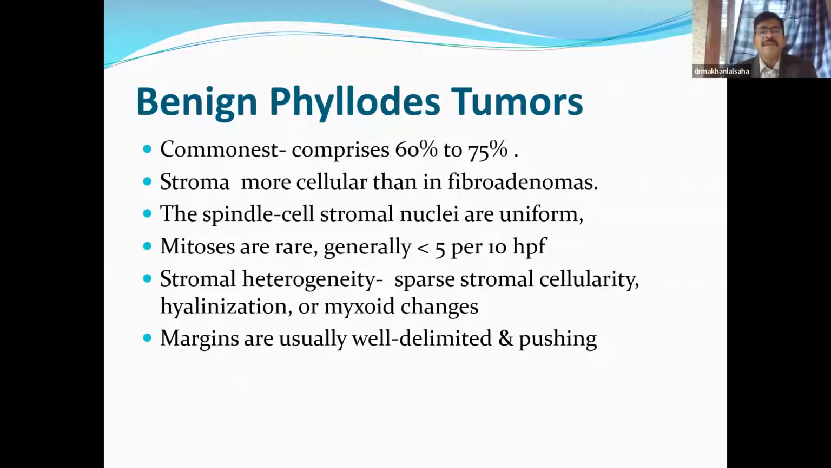So what do you find in benign Phyllodes tumors? These are the commonest variety of Phyllodes tumor, comprising 60 to 75%. Here, stroma is more cellular than fibroadenomas. The spindle cell stromal nuclei are uniform. Mitoses are rare, generally less than 5 per 10 high-power fields. There is stromal heterogeneity, with sparse stromal cellularity, hyalinization, or myxoid changes. Margins are usually well delimited and pushing.